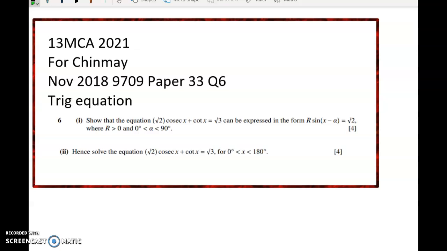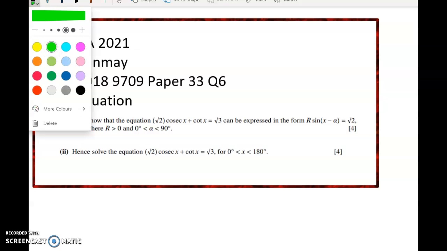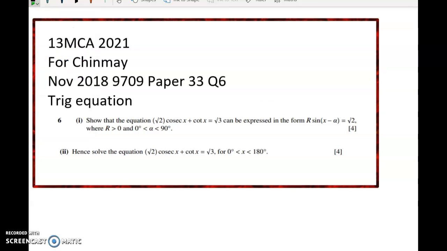It's a trig equation question and it follows quite a common format with a couple of little differences. It's one of these ones where we have to take a trig expression and turn it into this compound angle formula. The only difference here is that instead of just being given an expression, we're given a whole equation, blah blah equals √3, and we have to turn it into this trig expression, but it equals √2. So obviously we're going to have to see how we end up going from this √3 to this √2. And then we have to solve that equation using whatever we got in part 1.